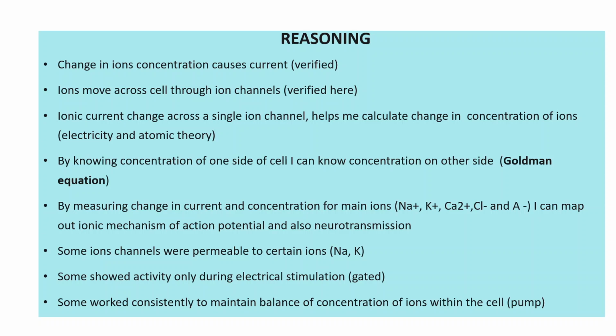So they measured the current for each individual ion: Na+, K+, Ca2+, Cl-, A-, and they mapped out the ionic mechanisms across the timeline of the action potential. We found out that certain ion channels were permeable to sodium or potassium, and some were gated, opening when electrically stimulated. And there was a mechanism called a pump, which balances the concentration because a cell wants to maintain its homeostatic state of osmosis. Otherwise, the cell will die. So the cell tries to maintain that state.